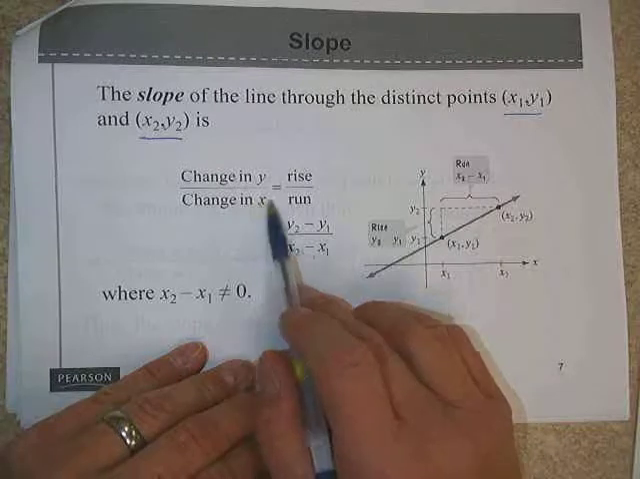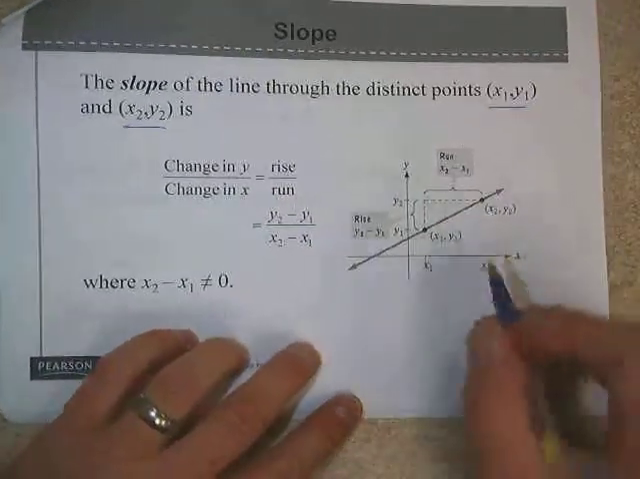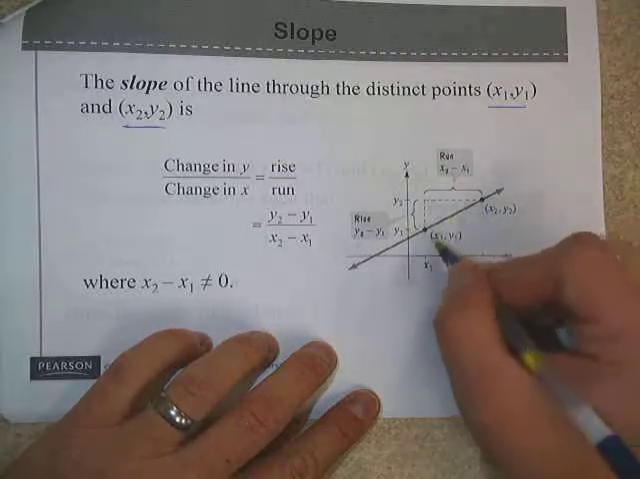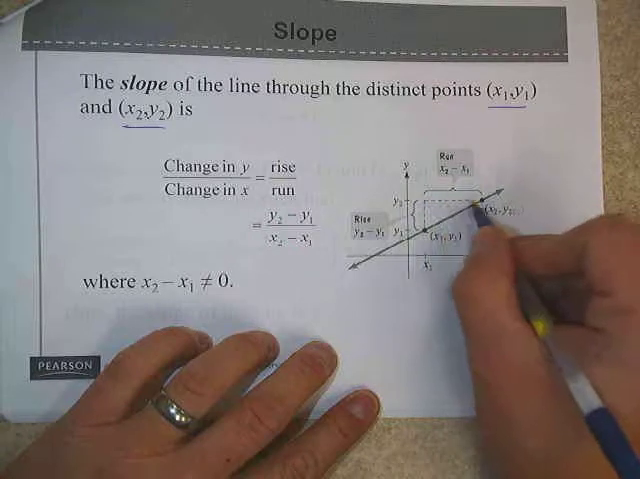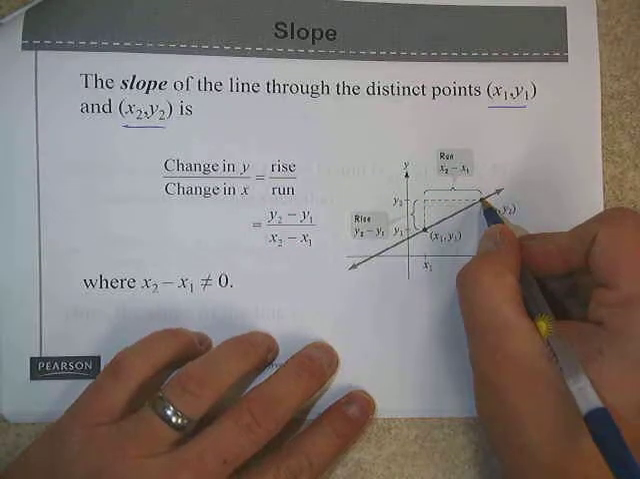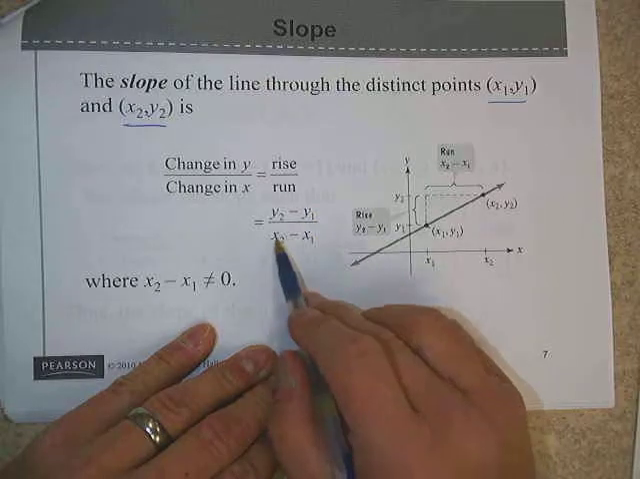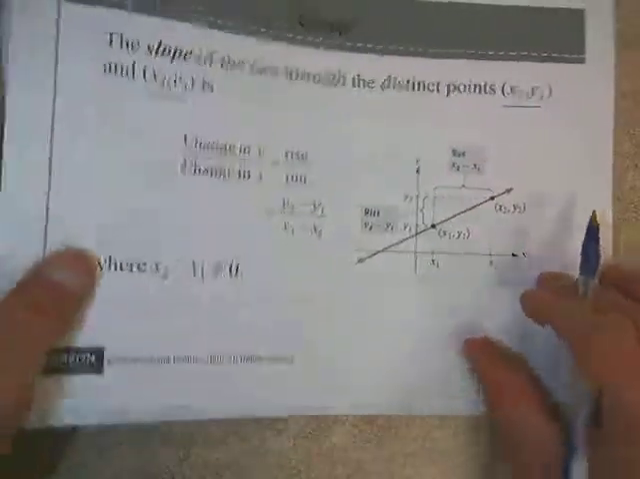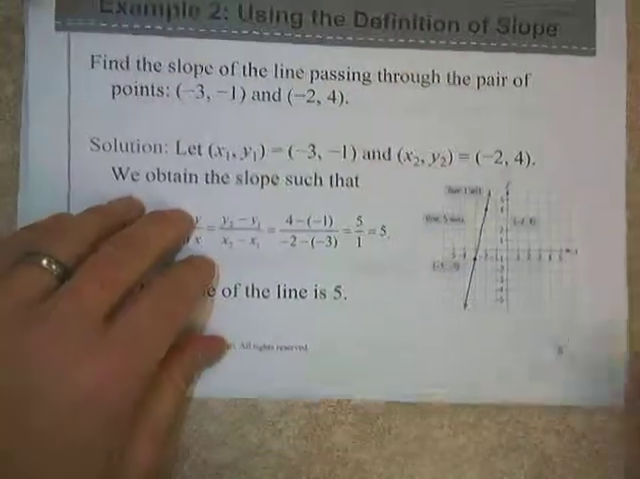Even if it's improper, we'll leave it as a fraction. Ultimately this gives us the change in y over the change in x, which we generally call the rise over the run. When we go from this point to this point, the rise is the change in the y coordinates and the run is the change in the x coordinates. What we have to be very careful about is putting the y coordinates on top and subtracting the x coordinates on the bottom.